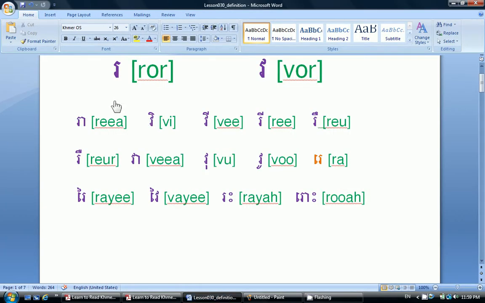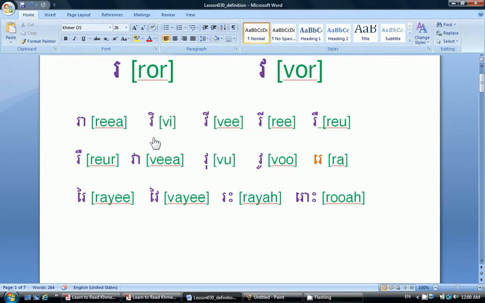Here are the two second series consonants again. They are ro and vo. And now let's just practice saying these words by saying the consonant, the name of the vowel, the sound of the vowel that it changes to, and the word. Ro, sra changes the sound to sra, so ro ria.